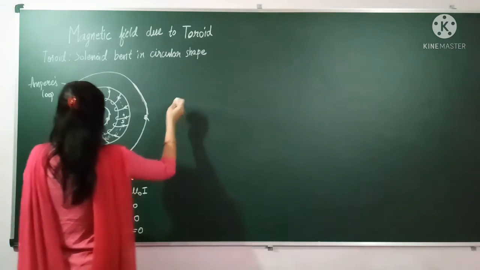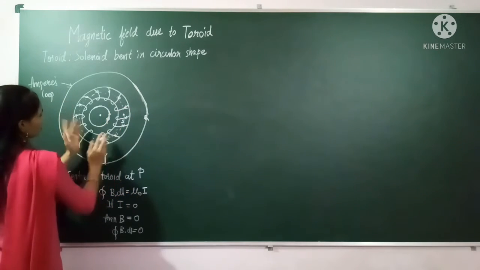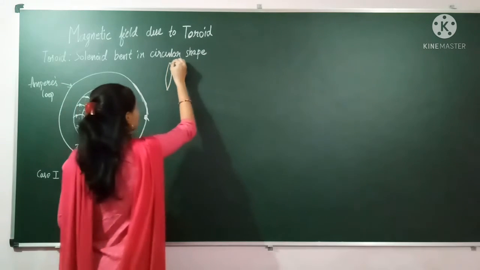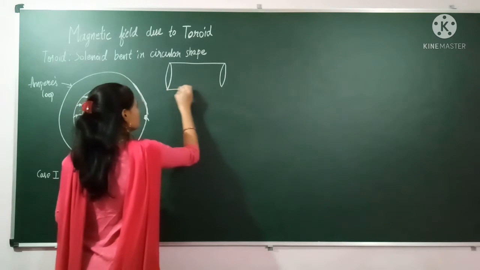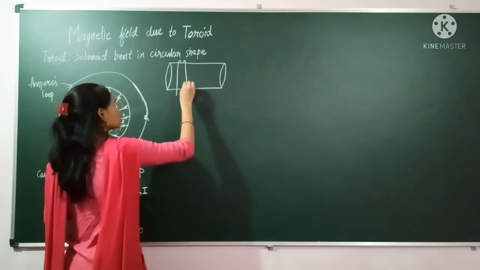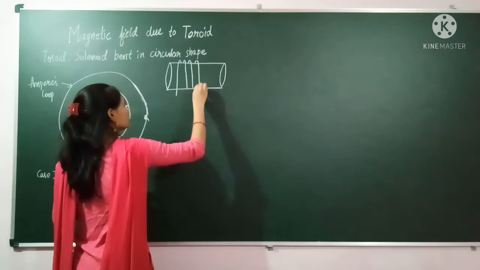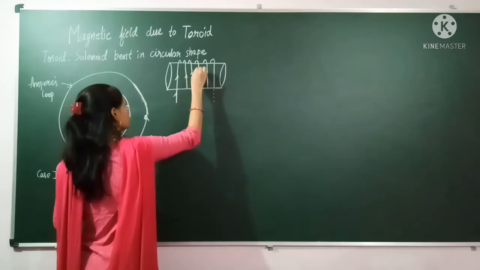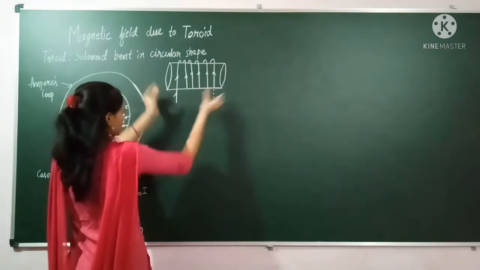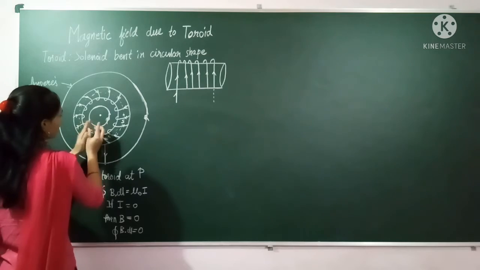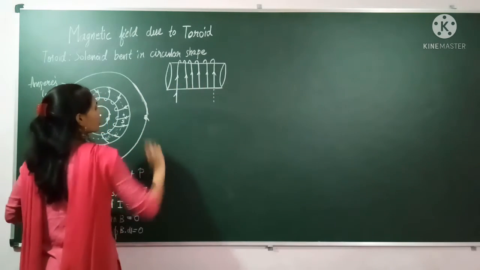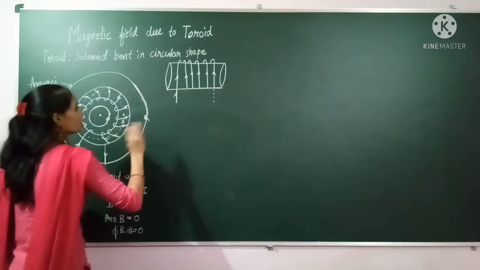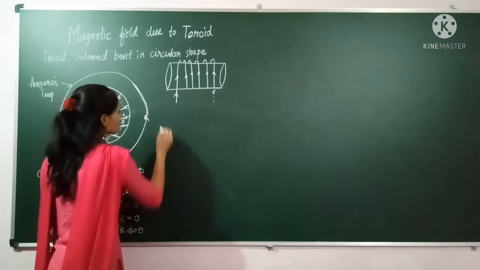Before going to the second case, I will show you the structure. If you cut the toroid here, it becomes straight, like this. You have already studied this in our solenoid. If you join these two ends in a circular shape, it becomes a toroid; if you cut the toroid and make it straight, it becomes a solenoid. The basic difference is that one is straight and tube-like, and the other is in a circular shape. Both are the same, and in both cases we generate a magnetic field. Next we go to case 2.